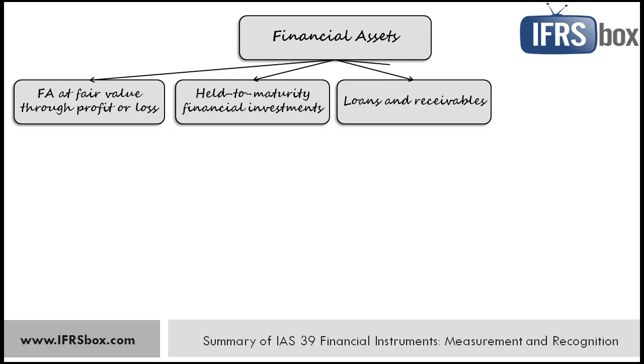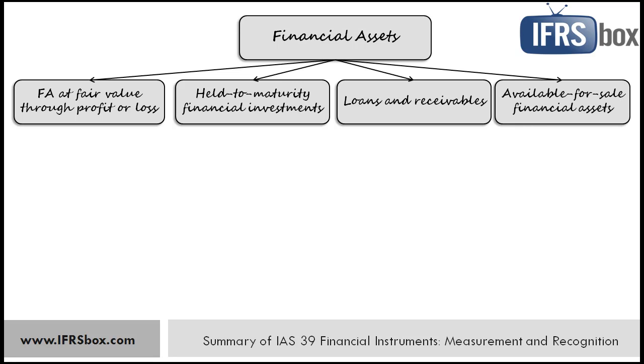The last or fourth category is available for sale financial assets. These are non-derivative financial assets designated as available for sale, or financial assets that are not classified in either of the three previous categories. Initial classification of financial assets is very important for their initial and subsequent measurement, as well as for recognition of gains or losses.